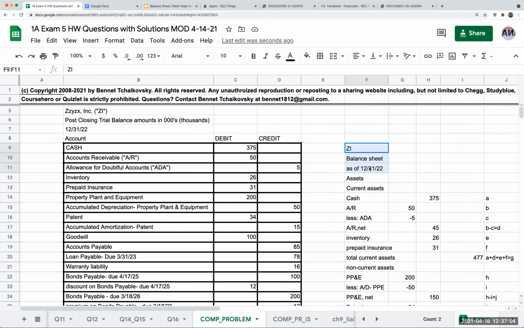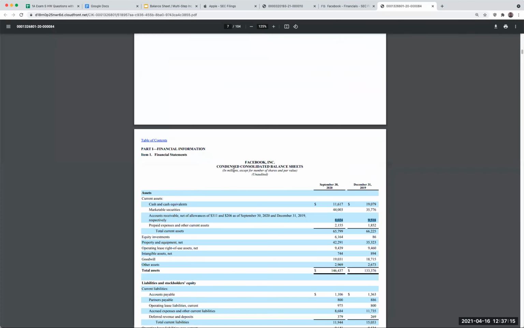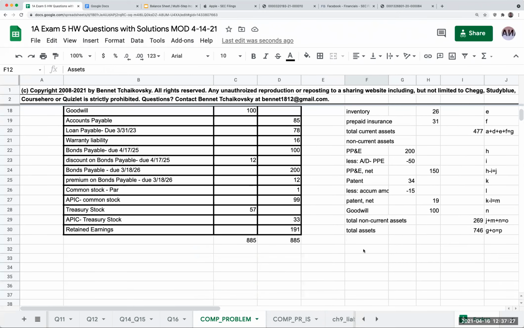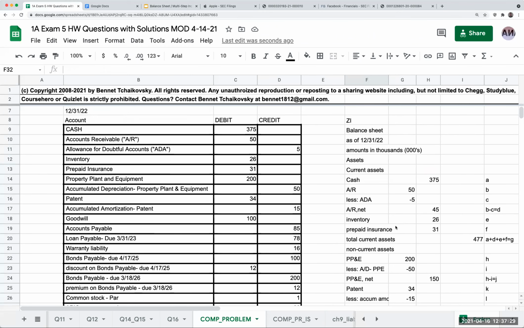Okay. Last thing, I also made a mistake over here. Let's put up here amounts in thousands. What you'll typically see is that for Facebook, amounts are in millions. For Apple, also amounts in millions. It makes it easier instead of seeing these numbers fully extended out. Okay, so this is my assets.